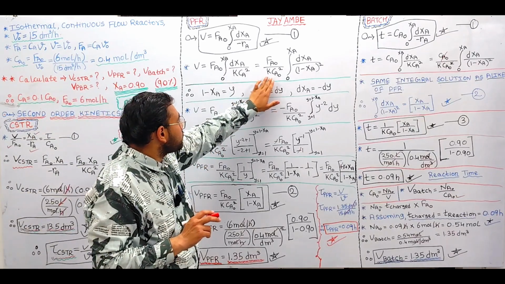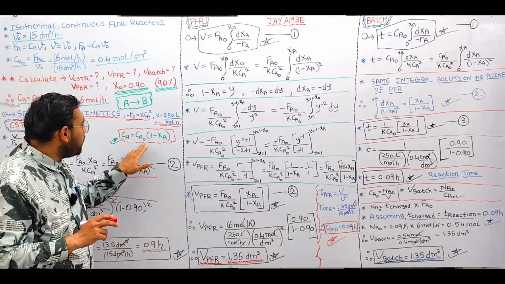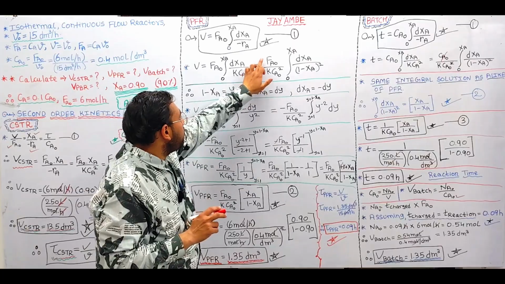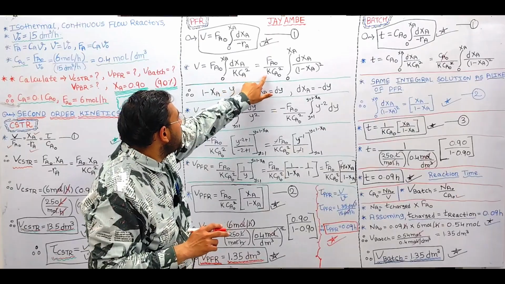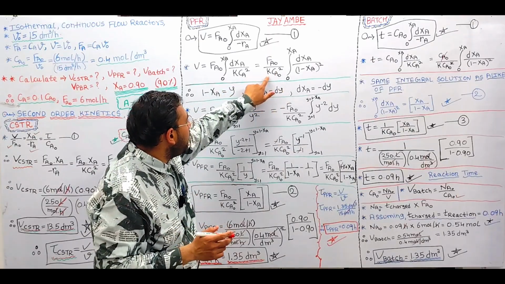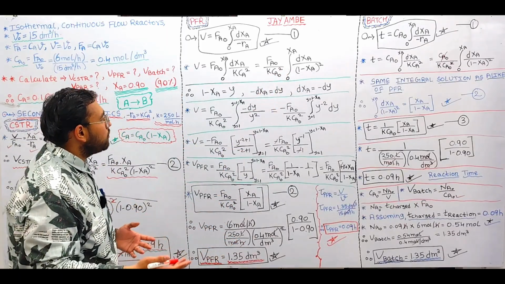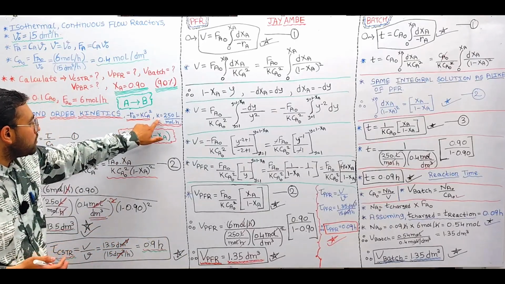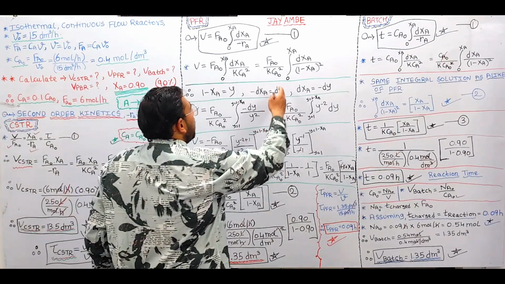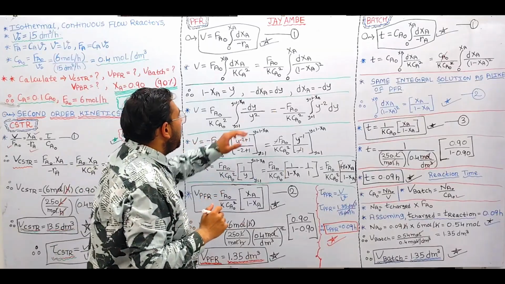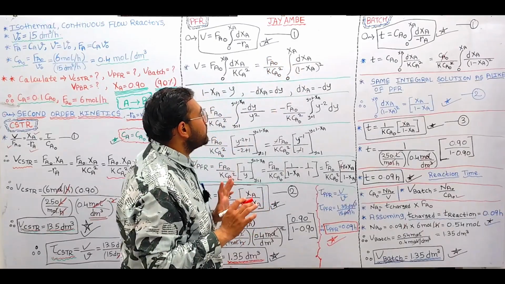In the place of CA square, we will write CA naught square into 1 minus XA whole square. So V is equal to Fa naught divided by K CA naught square, because we are taking K and CA naught square out of the integration. Why? Because K and CA naught square are constant. The rate constant value is constant and the CA naught value is also constant, so the constant terms we can take out of the integral. Finally we'll get Fa naught divided by K CA naught square, integration of 0 to xa dxa upon 1 minus xa whole square.